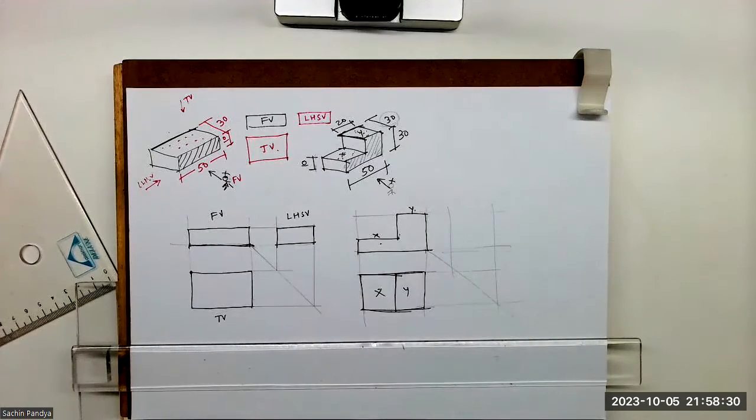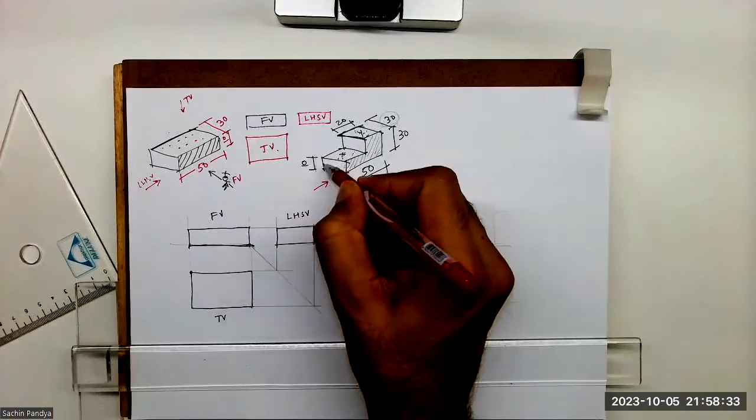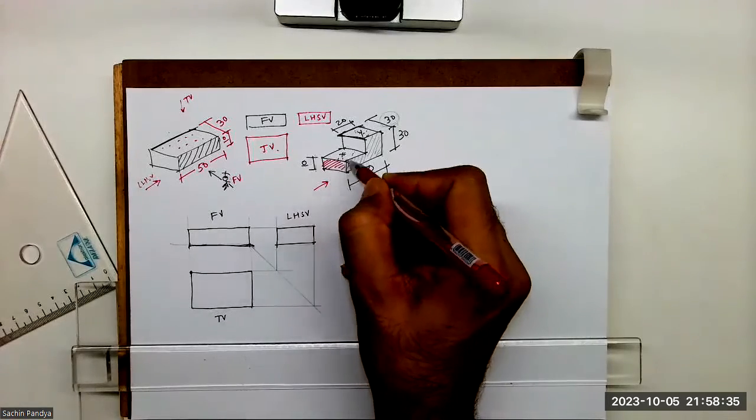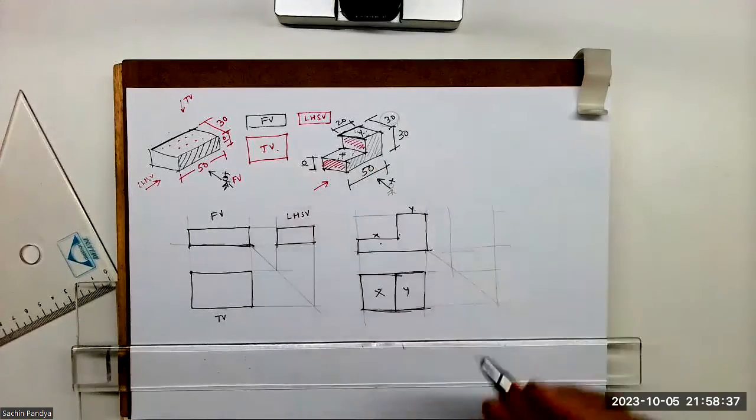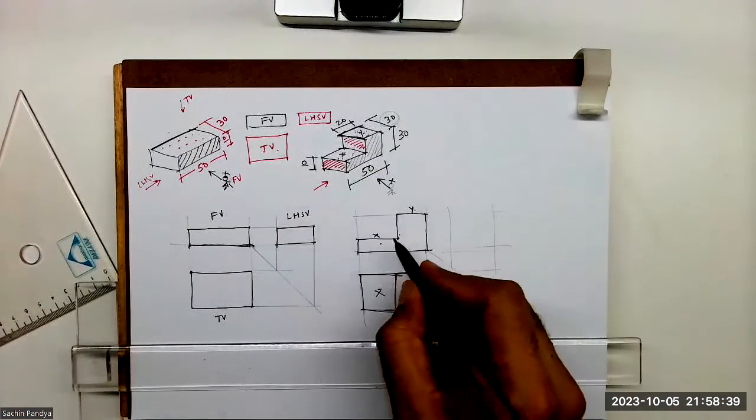Now, if I want to draw the side view, I'll see from the left side. I'll get this, so that you can project from here.